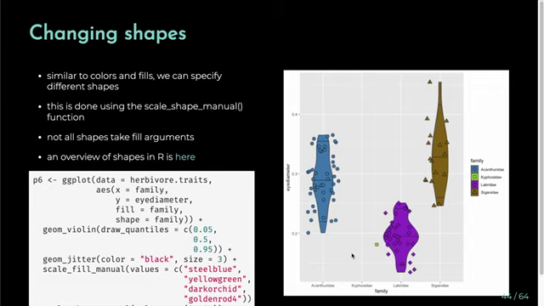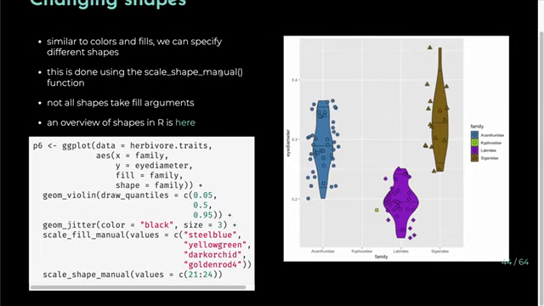Now we can also change the shapes, of course. So this is very similar to how we change the colors or the fills. And this is done using the scale_shape_manual function. The important thing is if you go on the overview of shapes right here, you'll see that there's I think some 36 total. Not all of them will take a fill argument. So we got to be careful with that. But let's see how we get to this plot right here.